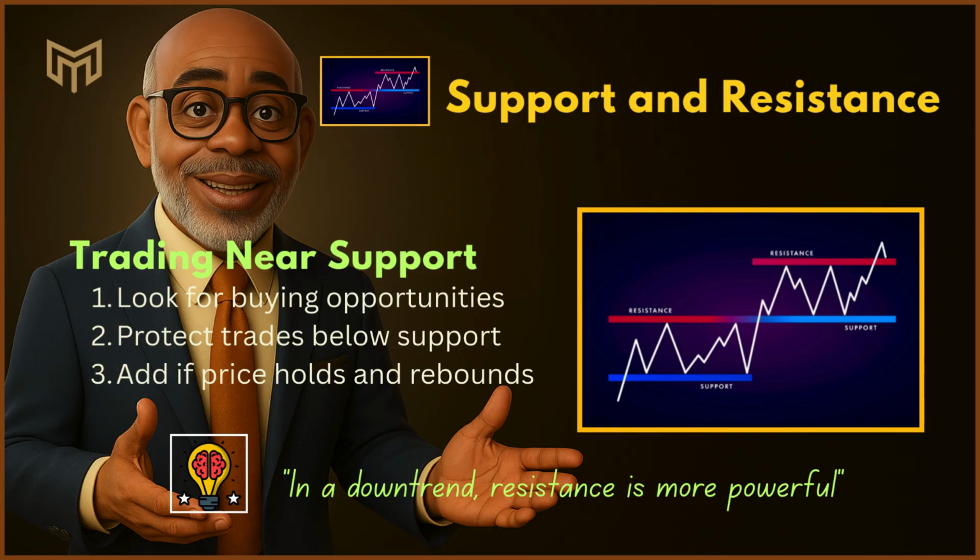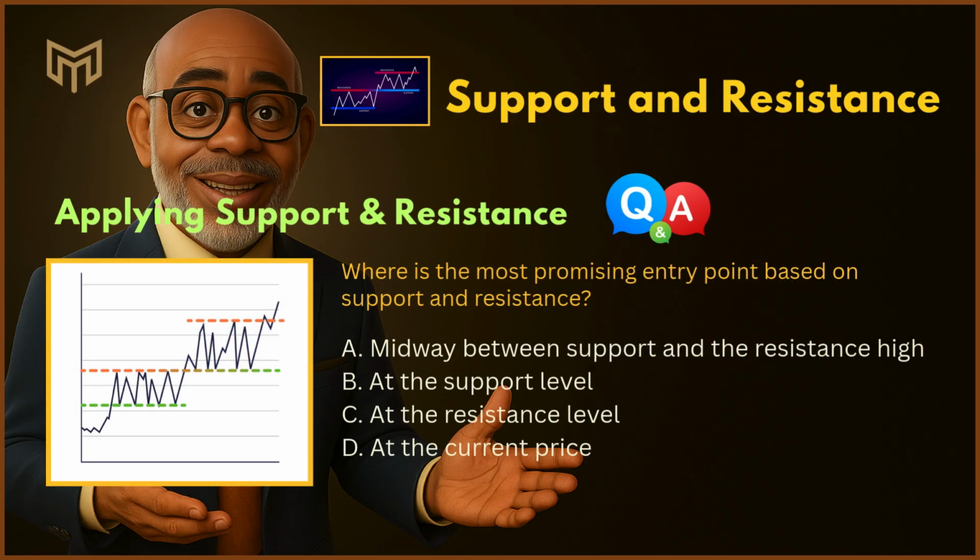Key insight: in a downtrend, sellers dominate near resistance, which is why resistance becomes the more important level. Let's test your understanding. Take a look at this bullish trend and think about how traders apply support and resistance. Based on the structure of the chart, where would a good potential entry point be? Now let's look at the choices.